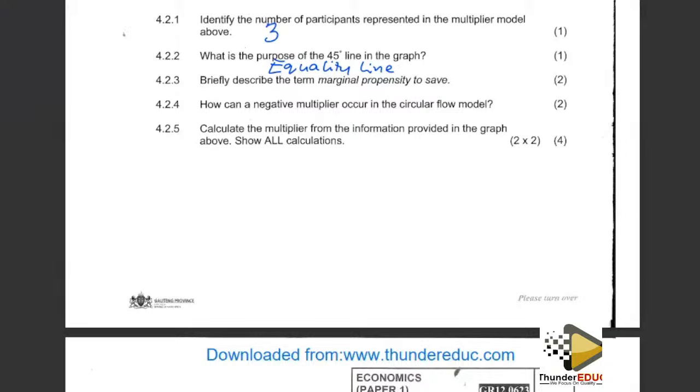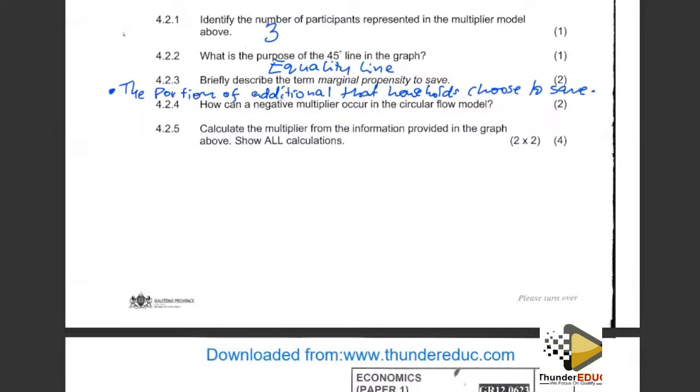Okay, right. We are saying that this is nothing but the portion of additional income that households choose to save. Okay, right, great talks. So now let's move on to the next question.